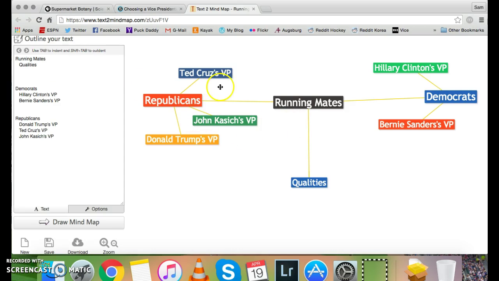As well as they can make their predictions for who they think, if Ted Cruz ends up being the nominee, who they think would be a good candidate for Ted Cruz. They can add that right under Ted Cruz here. So we have Democrats on this side, Republicans on this side, and students can just freely post their own.